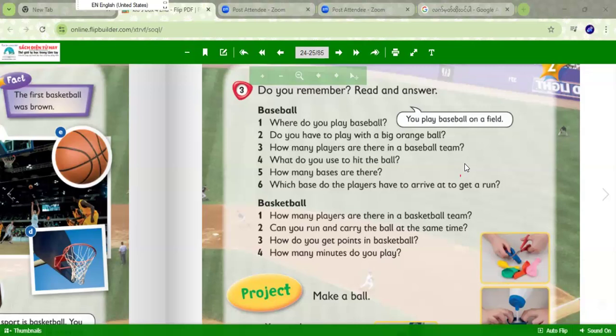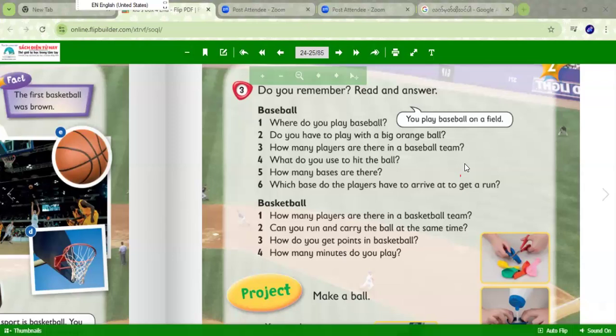So there are 9 players in a baseball team. Very good. Number 4: what do you use to hit the ball? You use a long bat to hit the ball. Very good.